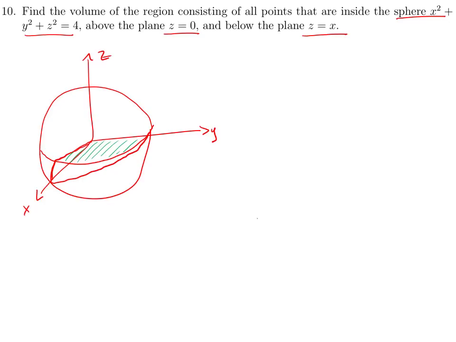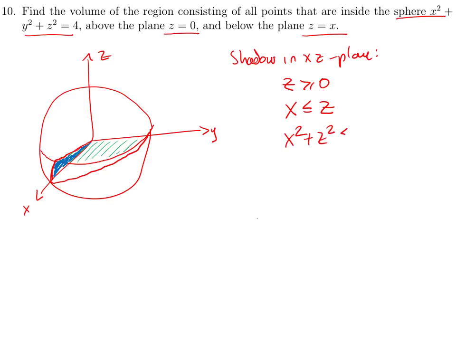So if you actually look at the shadow of this region in the xz plane, it's very simple. So let me mark it in blue. The shadow of this region in the xz plane is just this wedge here. Okay, so the shadow in the xz plane is actually just the set z greater than or equal to 0, x less than or equal to z, and x squared plus z squared is less than or equal to 4.